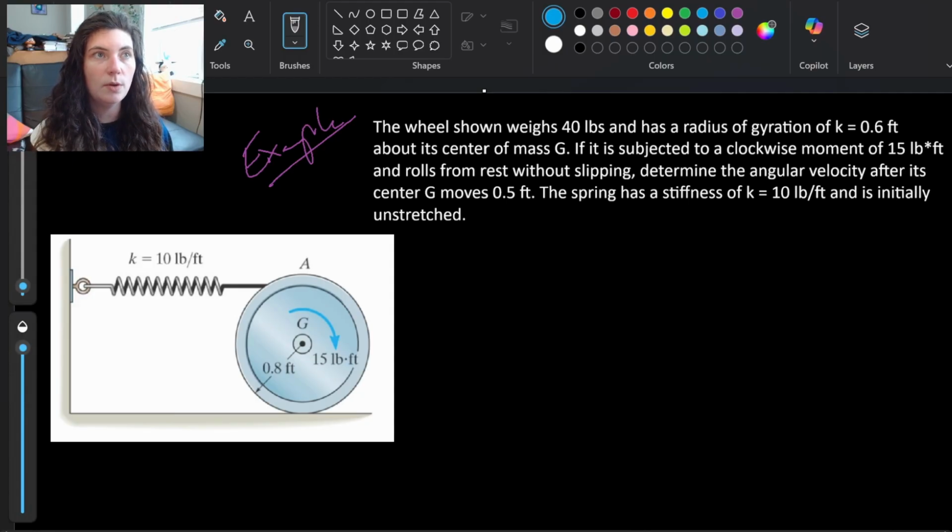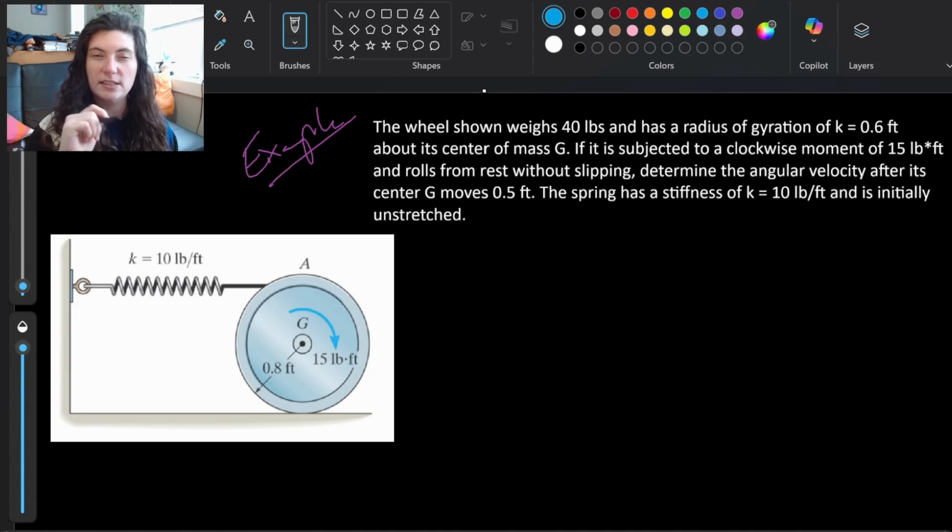It's subjected to a clockwise moment of 15 pound-feet and rolls from rest without slipping. Determine the angular velocity after its center g moves 0.5 feet. Spring has a stiffness of k equals 10 pounds per foot, and is initially unstretched. Right, so they give you a lot of information here, both in the words and in the picture. They show you that the spring is attached to the top of this little wheel at A, and that moment is being applied around G, forcing it to turn to the right.